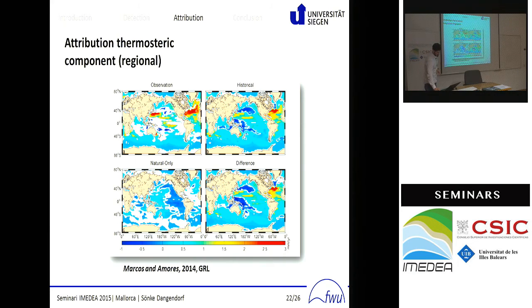Excuse me, what do you mean by historical? Historical means that it contains natural and anthropogenic forcing. But could you give some details about that model? This is the ensemble average of all models.